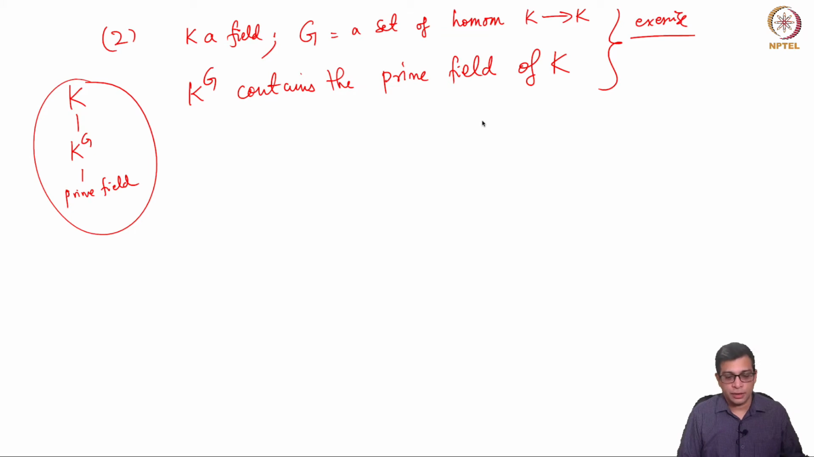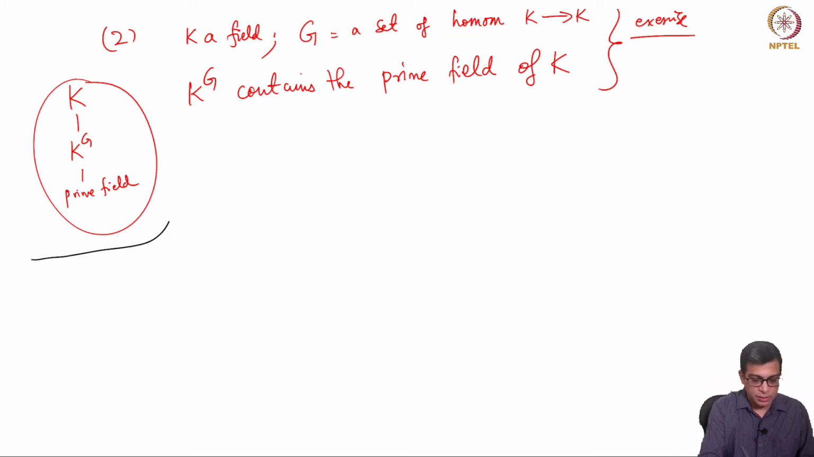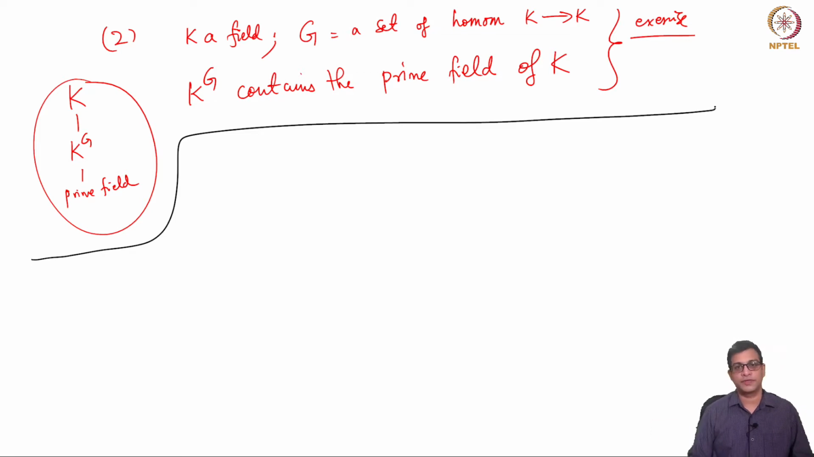Welcome back. In the last video, we defined the notion of fixed fields for a collection of homomorphisms from one field to another field, and we looked at various examples of these fixed fields. And I also said that the main case in which we are going to be interested is when the target and source fields are the same. So you look at homomorphisms from K to K.